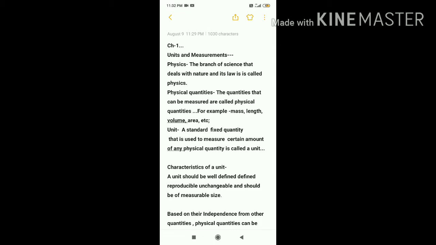Now let's move to the other part, that is a physical quantity. The quantity that can be measured is called a physical quantity. Or in other words, if you want to define, the quantities used for measuring and defining different laws of physics are called physical quantities. A physical quantity comprises a unit and a numerical value, which we will study later.